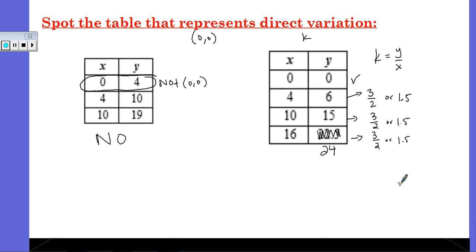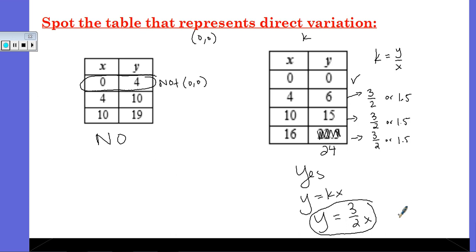All right, so with this one, we prove that there's a k, we prove that there's 0, 0, so this is direct variation, and we can write the equation y equals kx using either the fraction or the decimal. So we'll do y equals 3/2 x. If you did y equals 1.5x, that's fine. They are both the equation for direct variation.